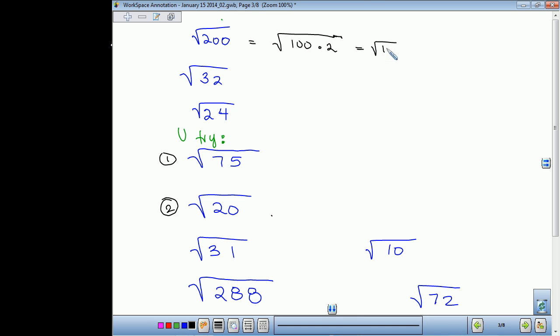Okay? So we rewrote this as multiplication. Well, with radicals, if it's multiplying, we could split it like this. So the square root of 100 times 2 we could write as the square root of 100 times the square root of 2. What is the square root of 100? That is a perfect square. What is the square root of 100? 10. So as a simplified radical, the square root of 200 is 10 square roots of 2.